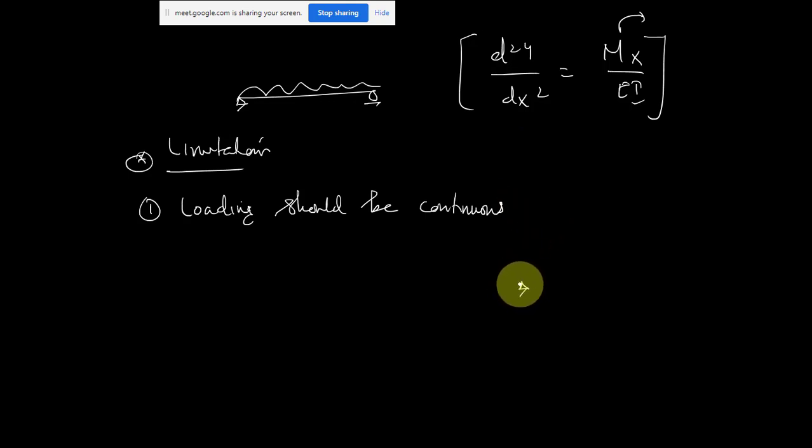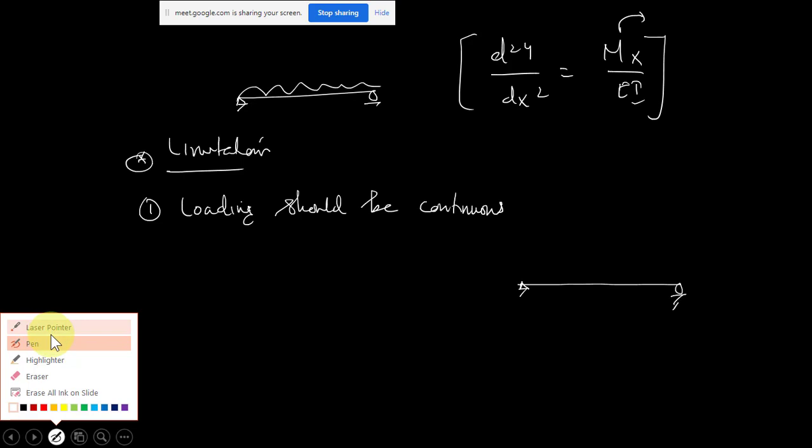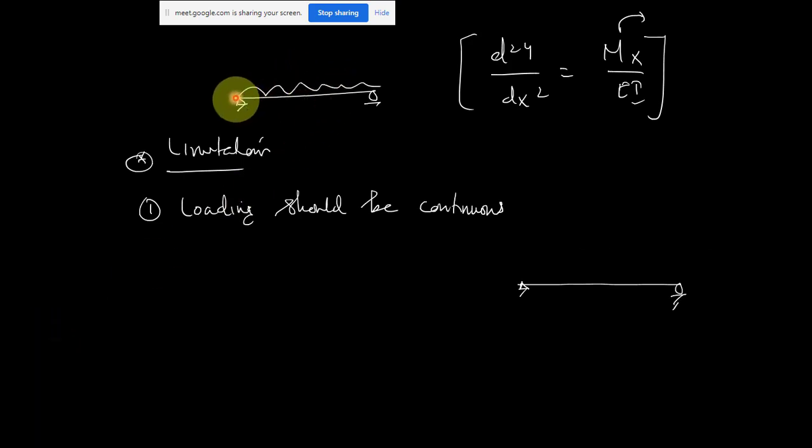Suppose if you take a beam, I have a UDL in the entire beam. Once the loading is started, it should be there till the end of the beam. But sometimes, suppose your loading is like this, and we have to find the deflection at some point. It is going to deflect something like this.